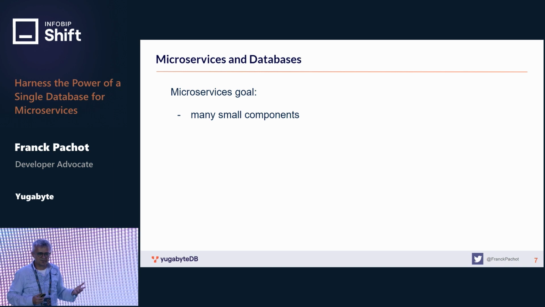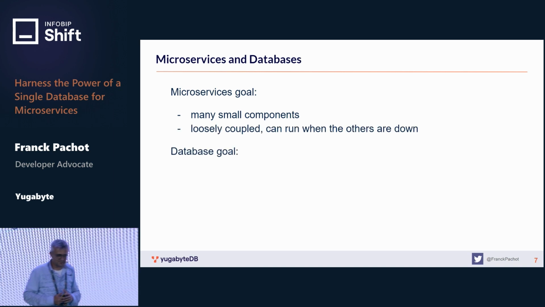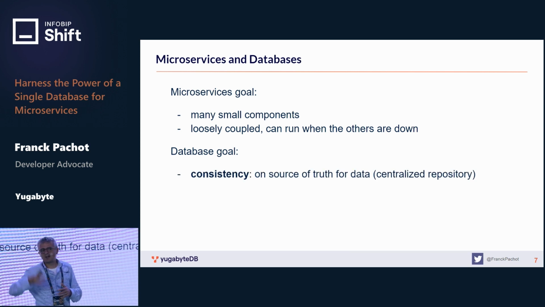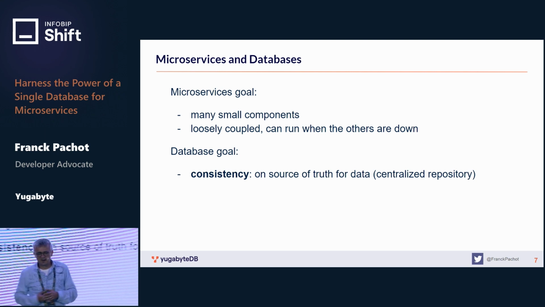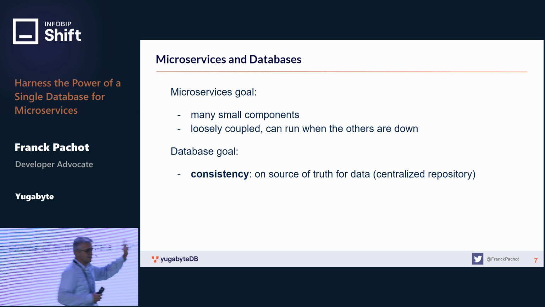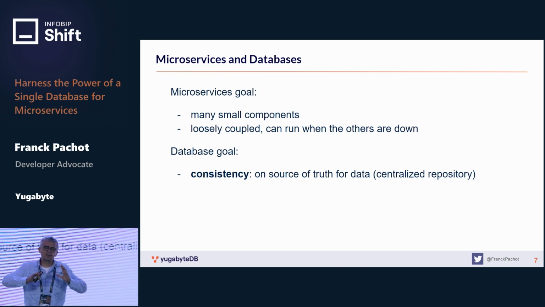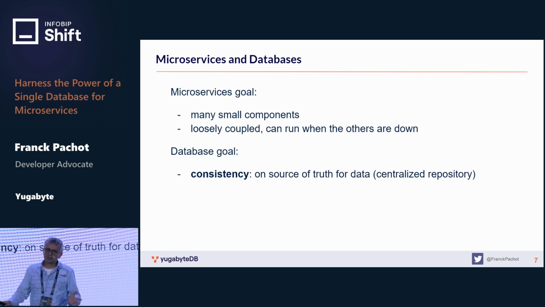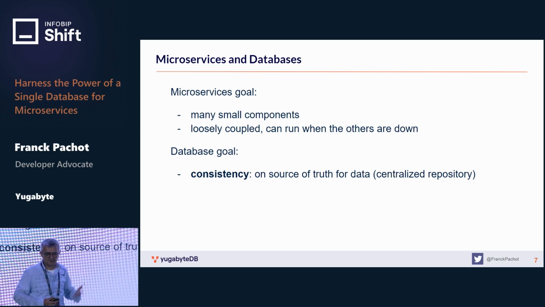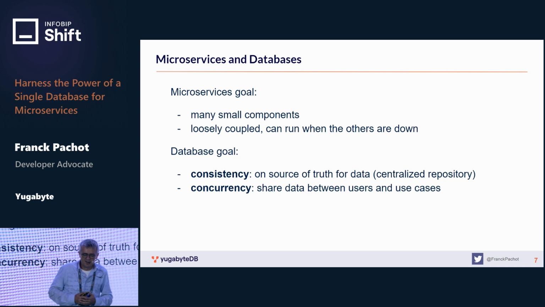The goal of microservices, you want small components, loosely coupled. But for databases, the main goal when, especially relational databases, were built, the idea was consistency. Not having data in different places in the company, having a centralized repository, which is good to keep data consistent, but the opposite of microservices, because you have one central repository.